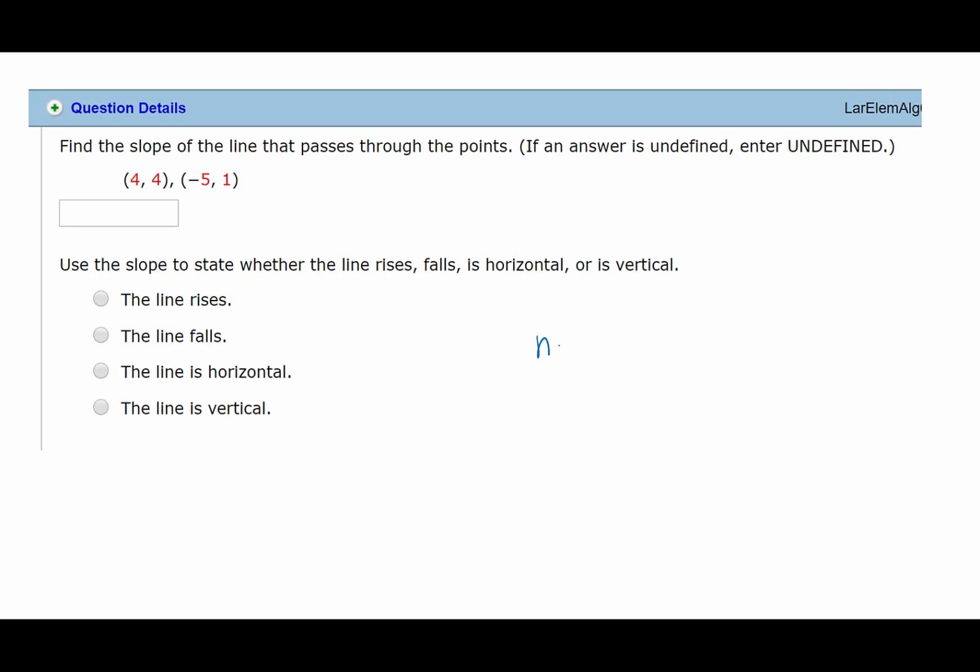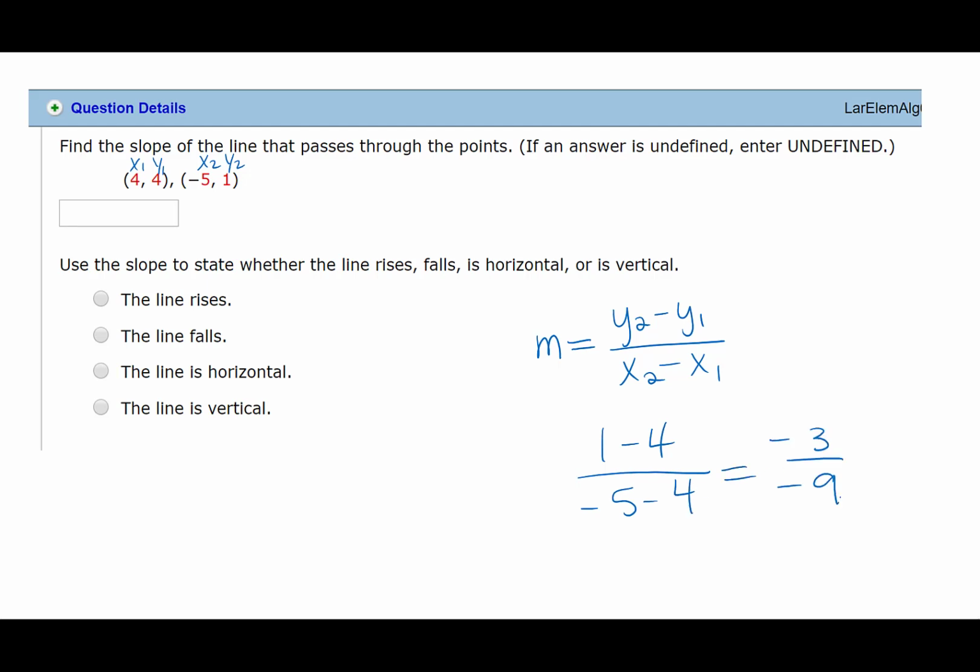Okay, so to find slope you need to use the formula m equals y2 minus y1 over x2 minus x1, and we can just number the ordered pairs. This 4, 4 could be x1, y1. The negative 5, 1 could be x2, y2. And then we just take those values and substitute it into this formula. So 1 minus 4 is the numerator, negative 5 minus 4 is the denominator, and that gives us the fraction negative 3 over negative 9, which reduces to 1/3. So that is the slope.